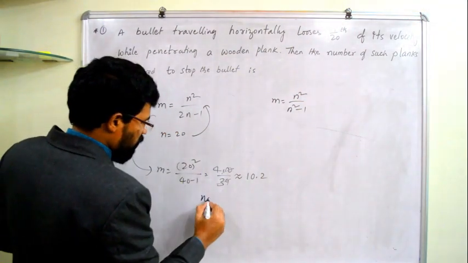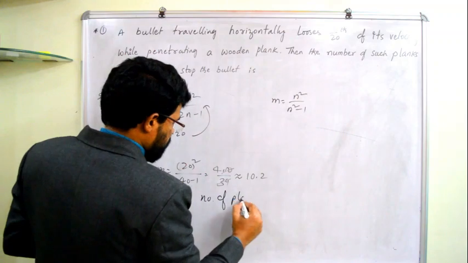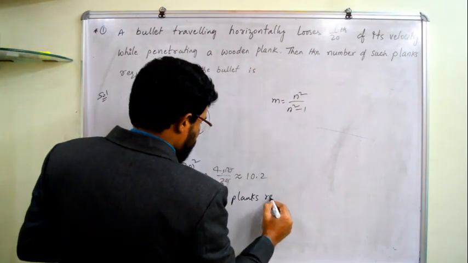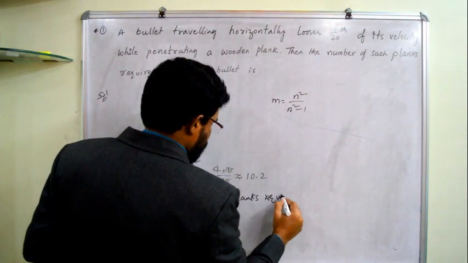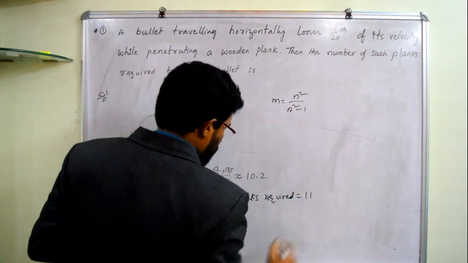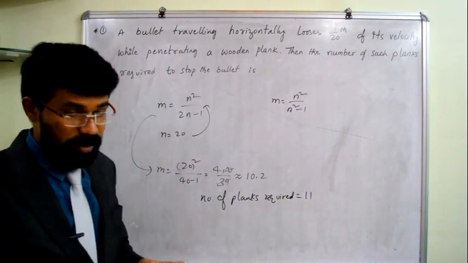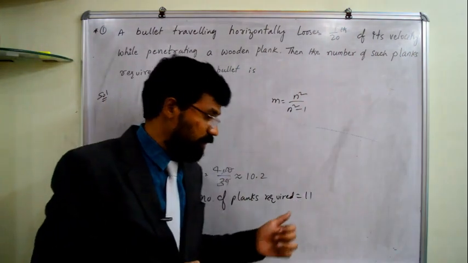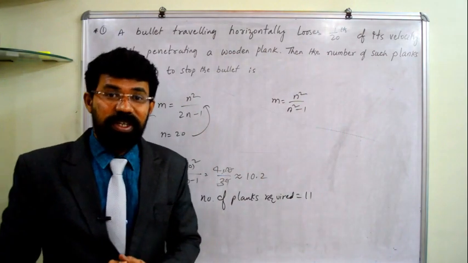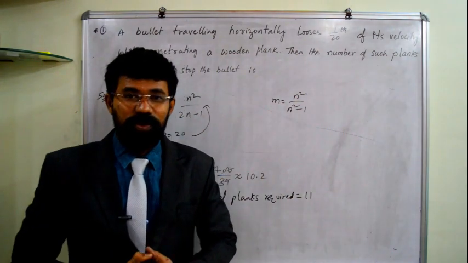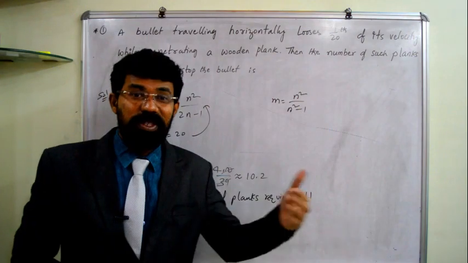Therefore, the number of planks required is equal to 11. 10.2 in the sense, I am not rounding off here. This is not about rounding off. It is about identifying the number of planks. 10.2 planks in the sense there is an 11th plank.